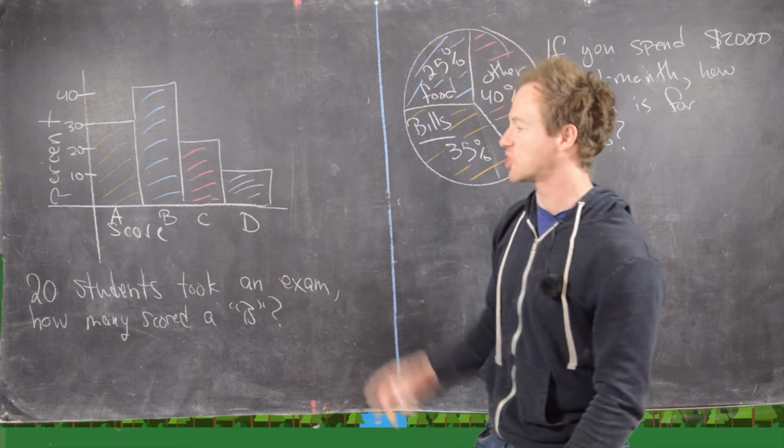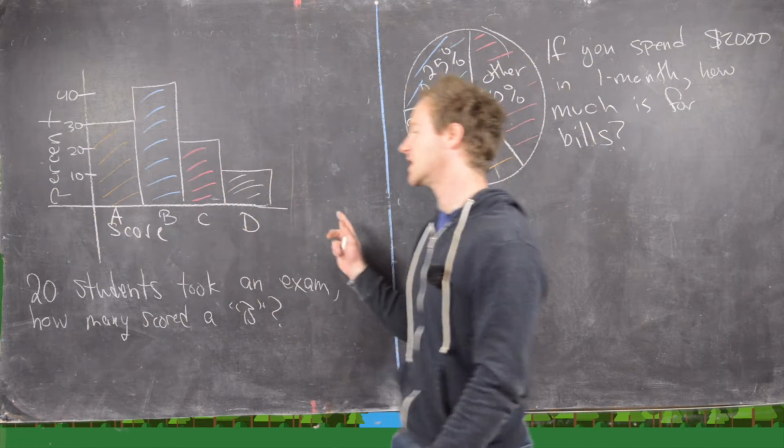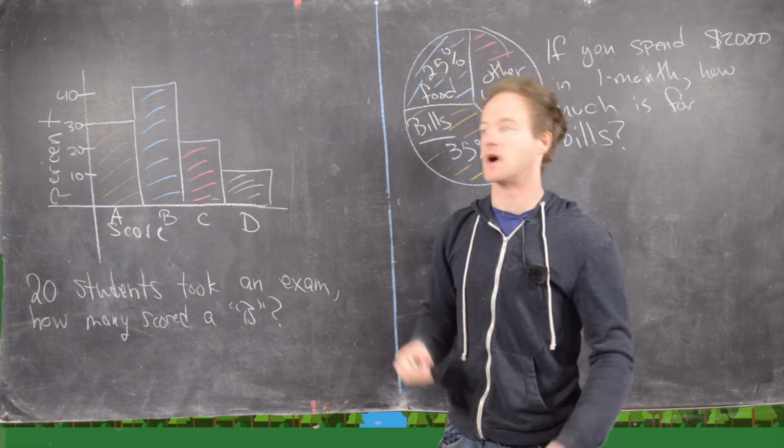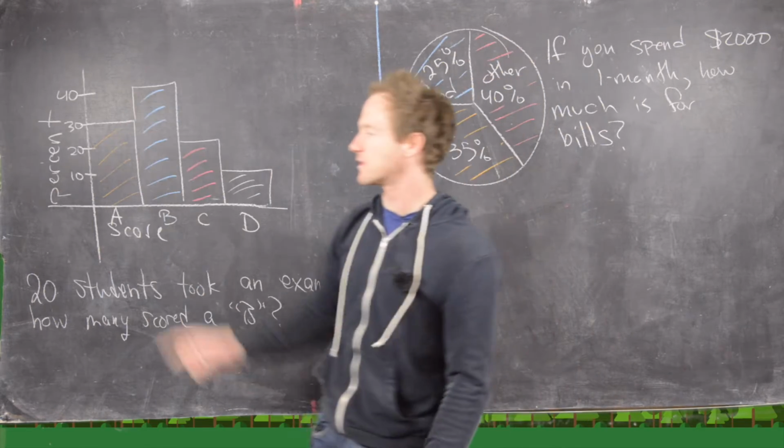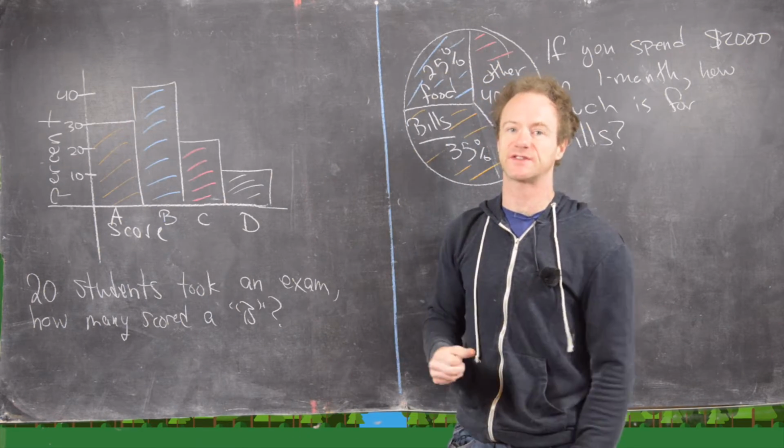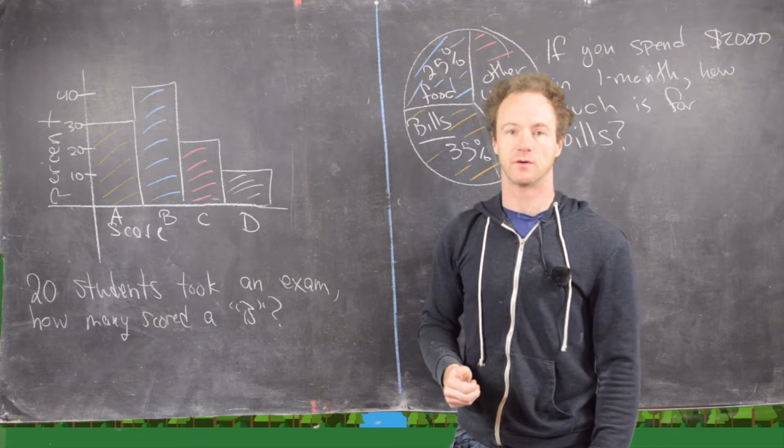So here we have a chart where the horizontal axis gives you the score, like on an exam, and the vertical axis gives you the percent of a certain class that got a certain score on an exam.